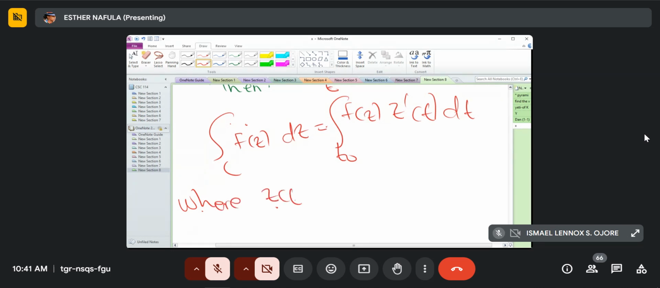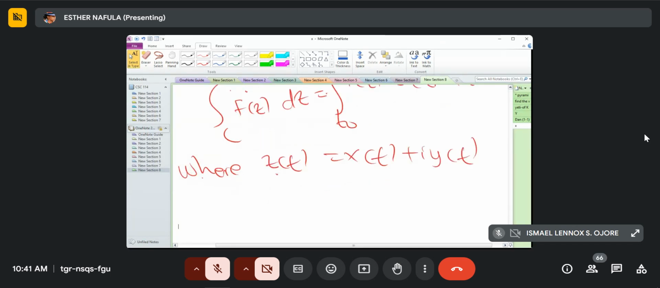Where z of t is x of t plus i y of t. Let's give an example to illustrate this. You should be able to stop after this example.